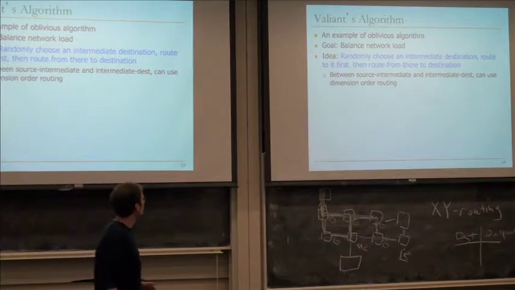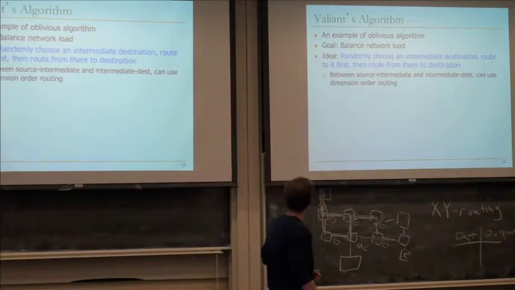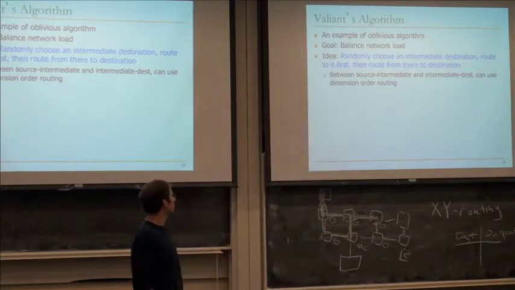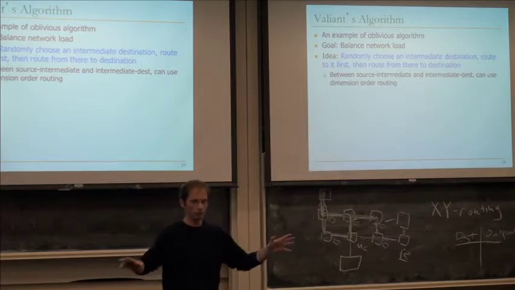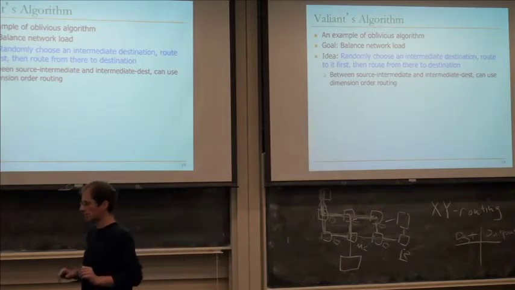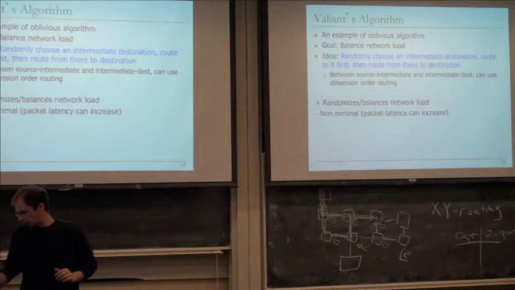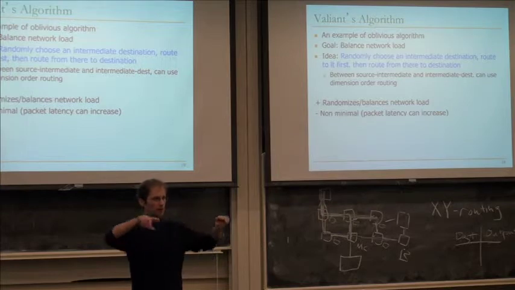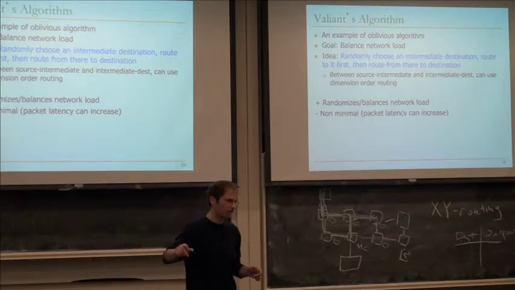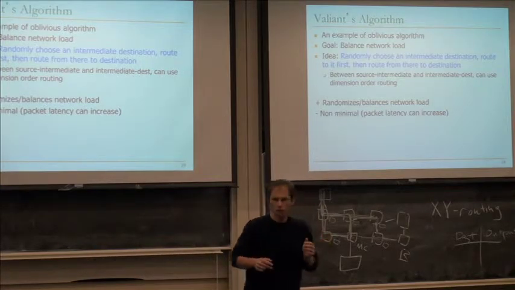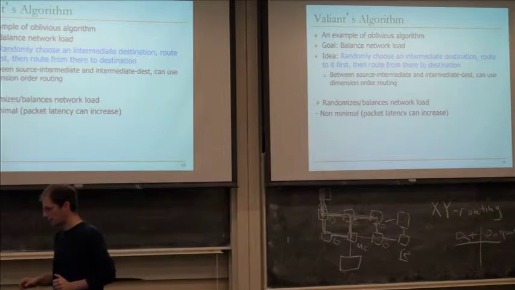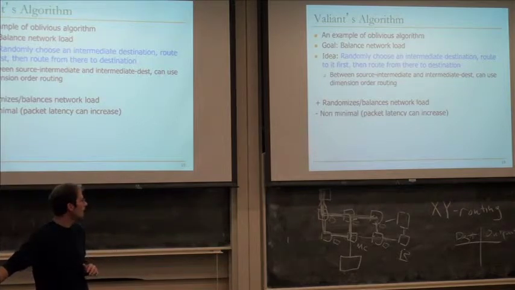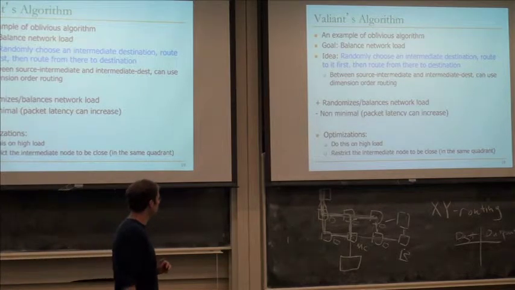OK, I guess I'm doing this out of order here. But Valiant I already talked about. And it's an example of an oblivious algorithm, and the goal is to balance load. So basically, you randomly distribute paths by choosing these random intermediate points. So it balances network load. Downside, of course, is that it's non-minimal, right? So you pick this random node that could be way out of your way. And so that adds to your baseline latency because it adds hops. So you could increase packet latency in the worst case, if that isn't traded off for lower network contention.